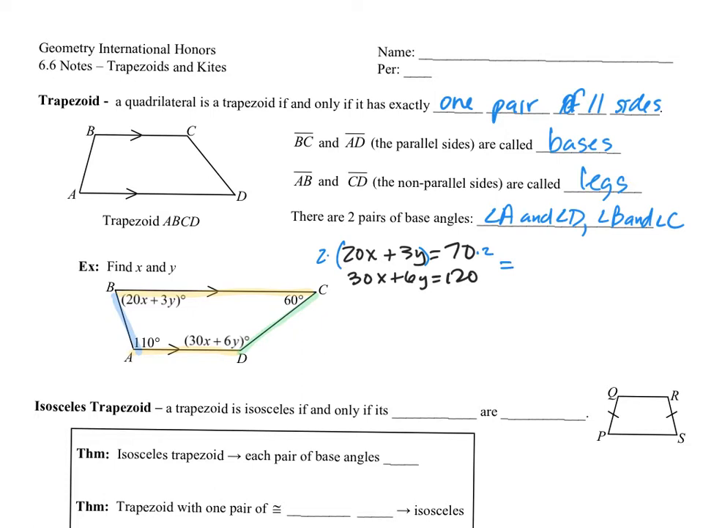And when I do, I have a new system of equations. My new top equation is going to be 40x plus 6y now is equal to 140.